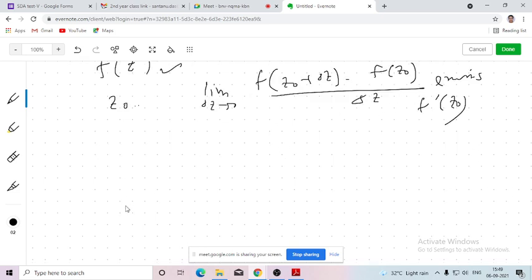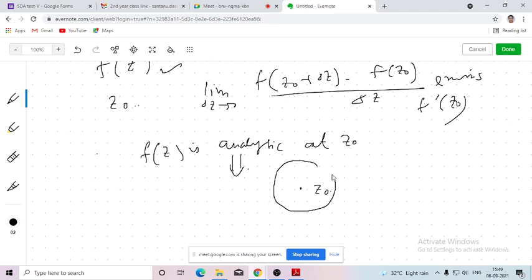Now if I say that f of z is analytic at z0, then this implies f of z is not only differentiable at z0, but around z0 we can take a neighborhood where f of z is differentiable at each and every point in the neighborhood.